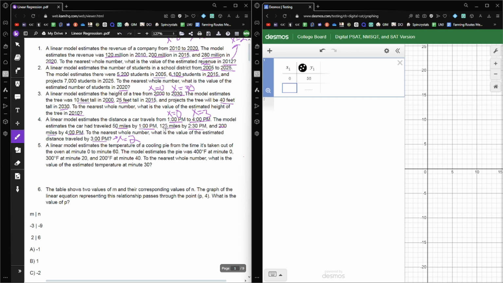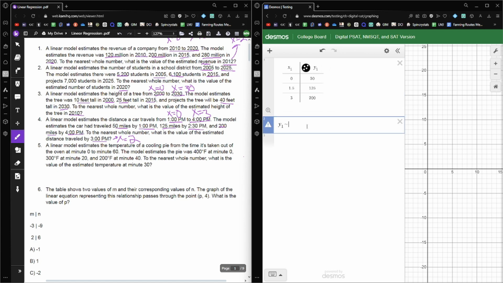Then we have 125 miles by 2:30 p.m. 2:30 p.m. is 1.5 hours from 1 p.m. So x is equal to 1.5 and 125 miles. Now if this whole 1.5 thing kind of trips you up, we can just move to the next point, which is a lot easier because it's a whole number. So 4 p.m., that's x equals 3, and then we have 200 miles. It's honestly okay if you have this extra point, it doesn't matter.